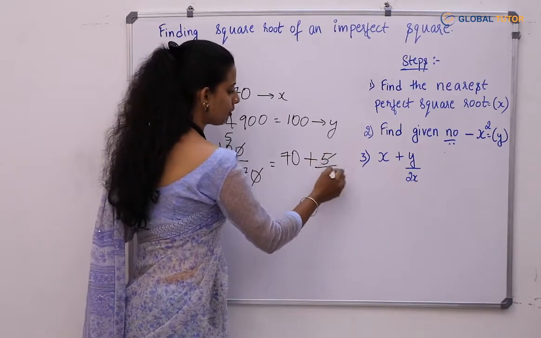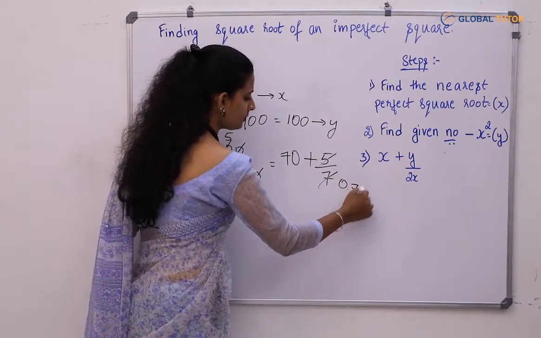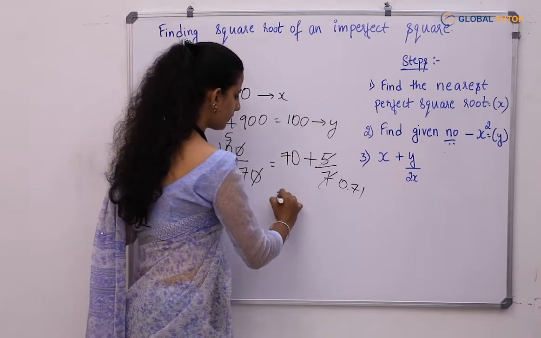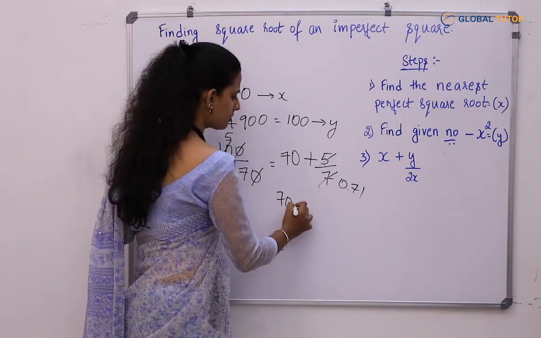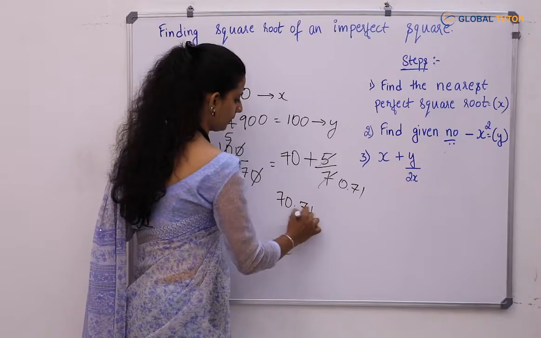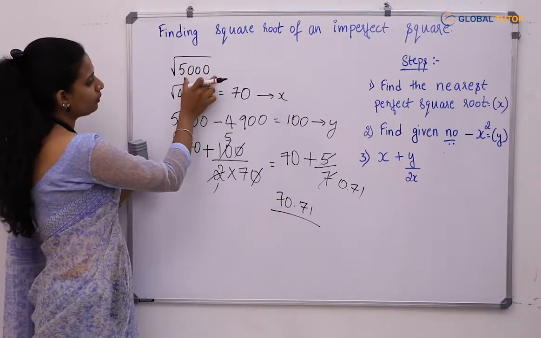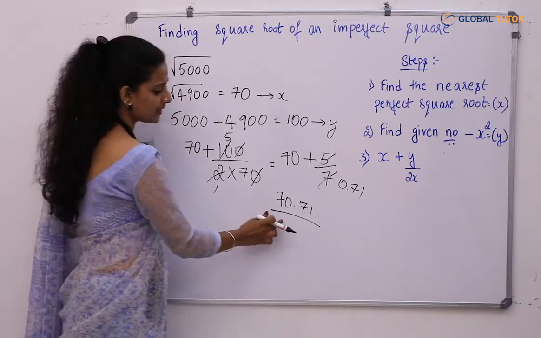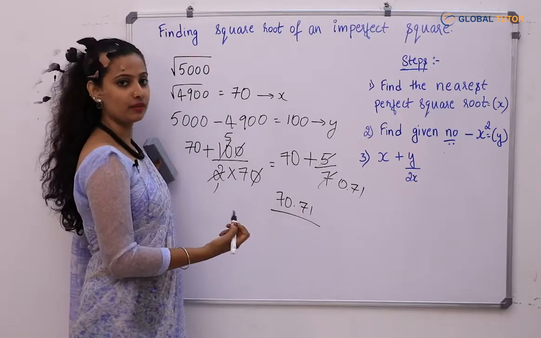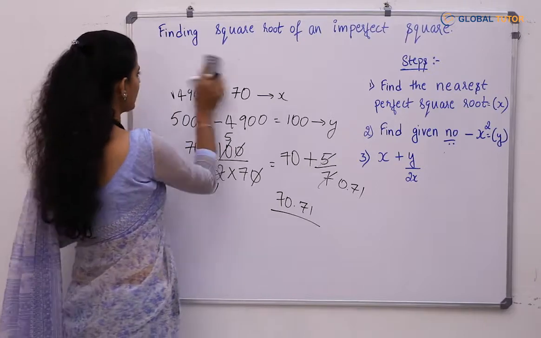So this will be approximately 0.71. So this is 70.71. So root over 5000, the square root of this imperfect square, will be 70.71. Now let us take one more example.